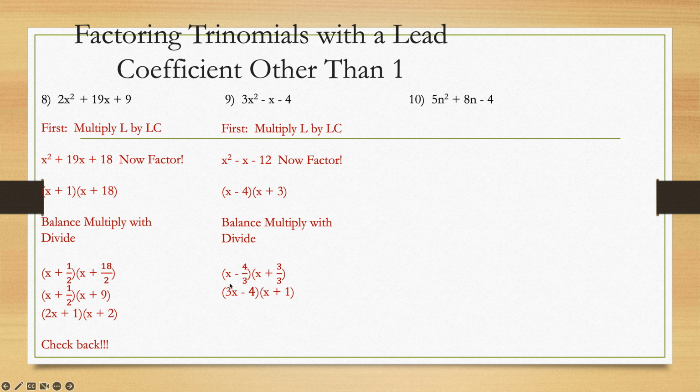3x times x is 3x squared. 3x times 1 is 3x. Negative 4 times x is negative 4x. Add that up, I get negative x. And negative 4 times 1 is negative 4. So it works.